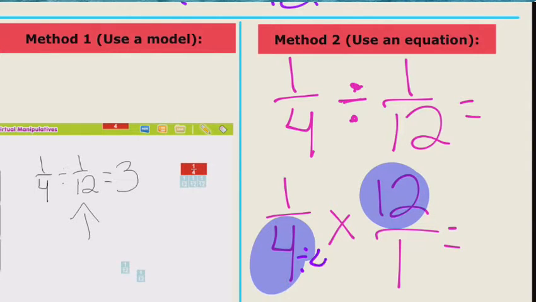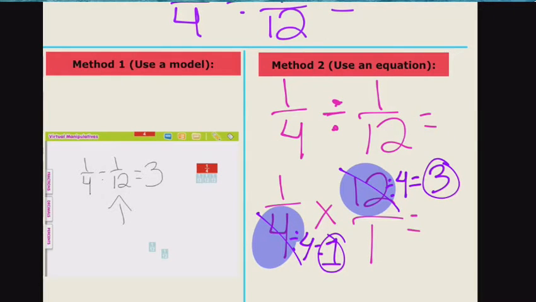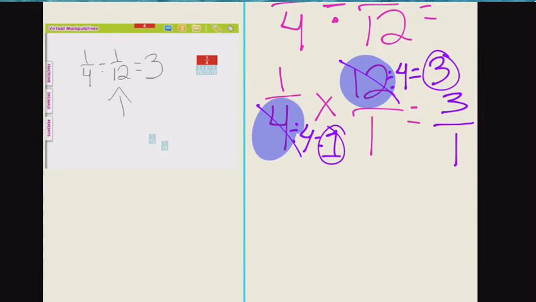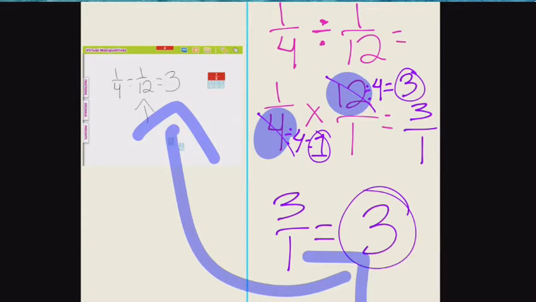So if I go ahead and divide them both by 4, 4 divided by 4 is 1. Cross off your 4. 12 divided by 4 is 3. Cross off your 12. And then we multiply straight across. 1 times 3 is 3. And 1 times 1 is 1. And then we know that 3/1 will simplify to 3. And once again, we see we get the same quotient both times.